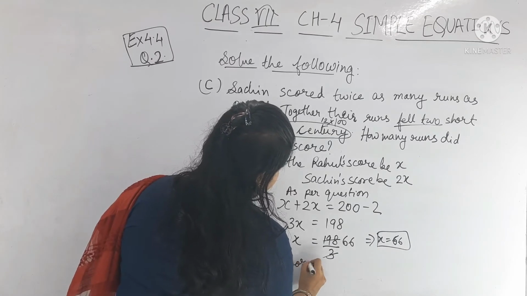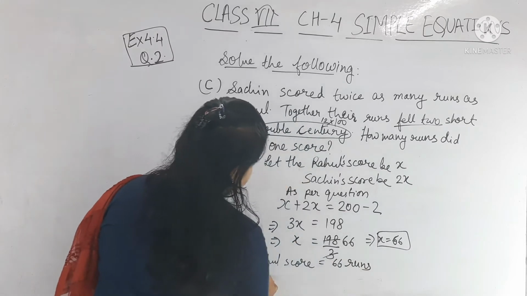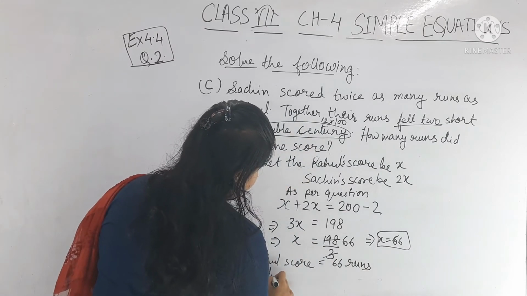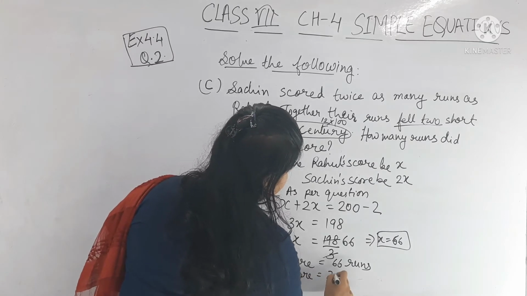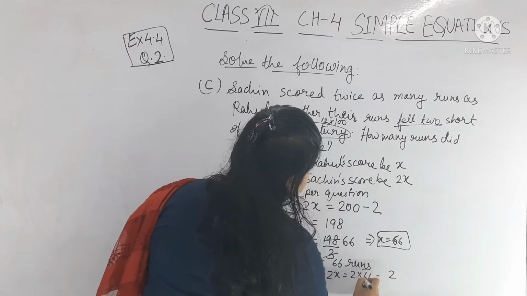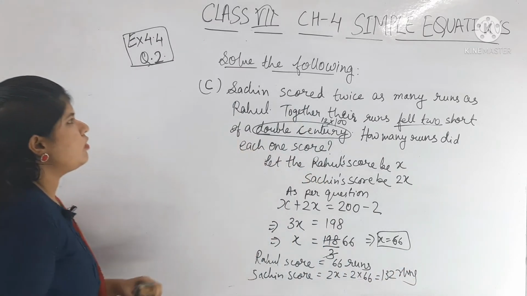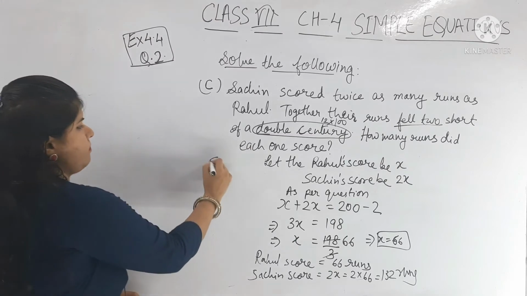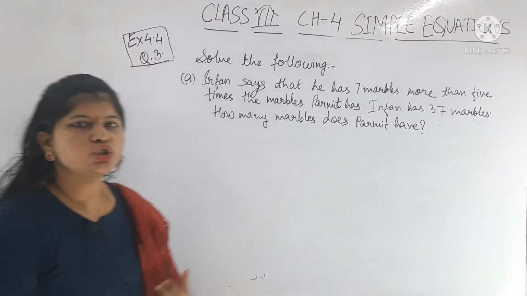Rahul's score is equal to 66 runs, and Sachin's score is equal to 2x, that is 2 into 66. 2 sixes are 12, so 132 runs. This is your answer for the C part. That is the solution.